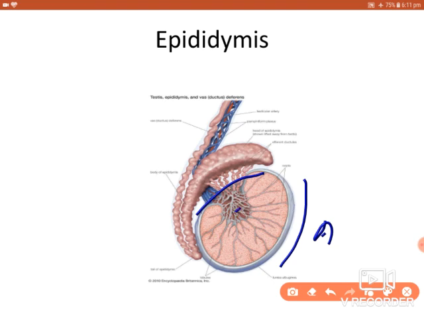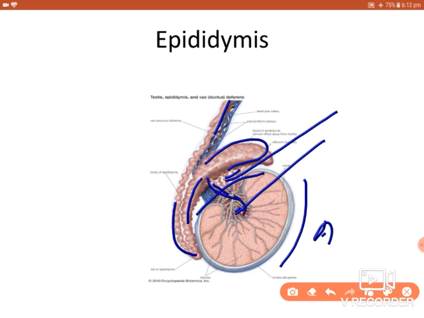So this part is the rete testis. From here you can see this is the efferent ductules. This is the head of the epididymis, body, tail, ductus deferens. So here you can see the arteries entering the testis through this hilum. So this part is also called the hilum of testis.